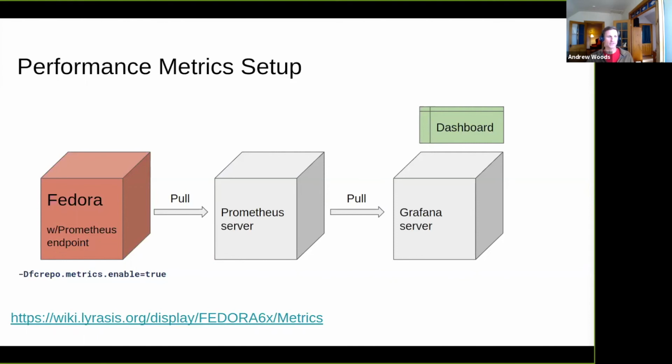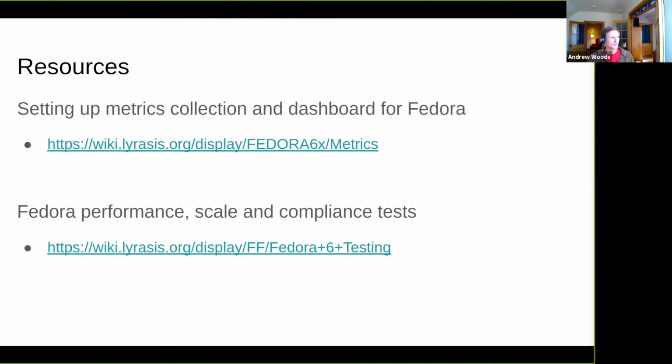You set up a server, and fortunately for both the Prometheus server as well as Grafana, there are Docker images. So you can just start up Docker images of each of these. But basically Prometheus pulls the metrics information from Fedora, and then the Grafana server provides the dashboard that you were just looking at, that renders the information that Prometheus has pulled out. The setup for this metrics collection dashboard and how you enable that in Fedora is all documented in the wiki, as well as in that wiki page there are links to further details into the types of queries and configuration for both Prometheus as well as Grafana.